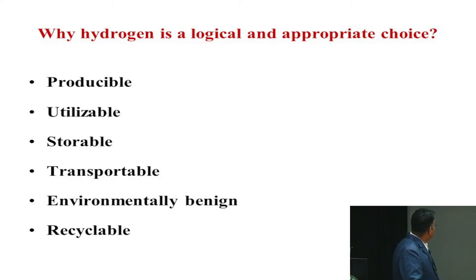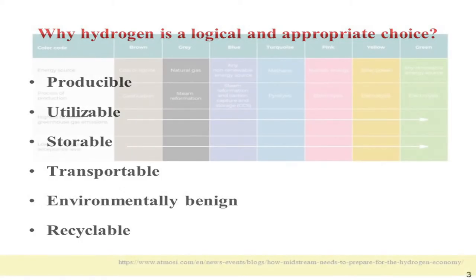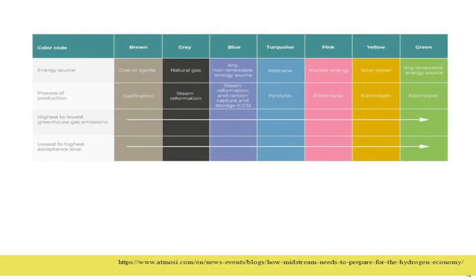So different sources include coal, natural gas, any non-renewable source, methane, nuclear energy, solar, and any renewable energy source. So basically, our government is focused on green hydrogen production. In green hydrogen production, basically, we are using a renewable energy source. In this, electrolysis of water is used to get the hydrogen.